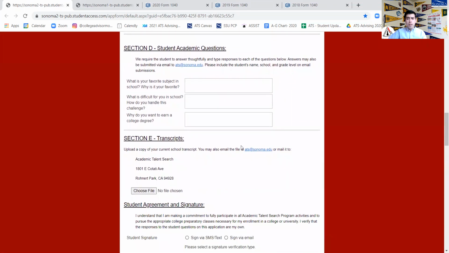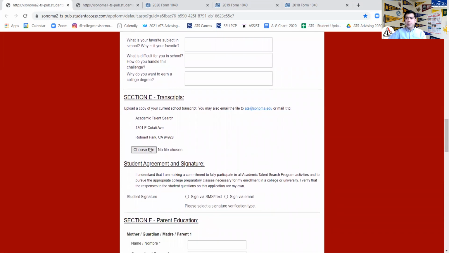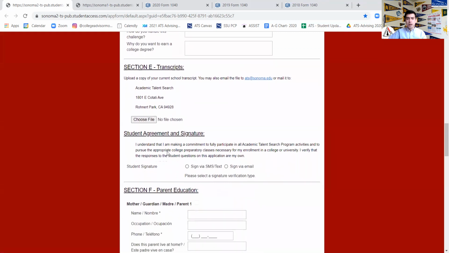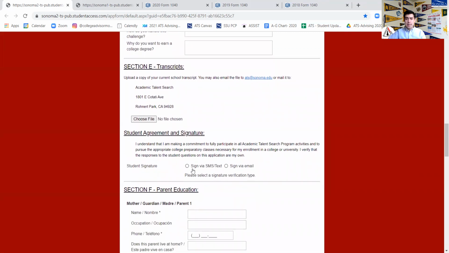And then this is the transcripts. So students are able to upload it. If they are unable to upload it, please mail a copy to the address listed here. If we don't receive it, then the application will be incomplete and we will not be able to process the application. So make sure we have all the information. Then the student will sign here.